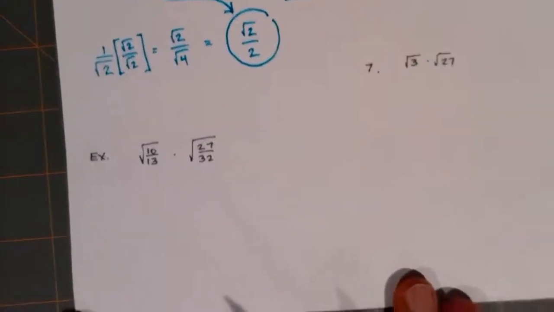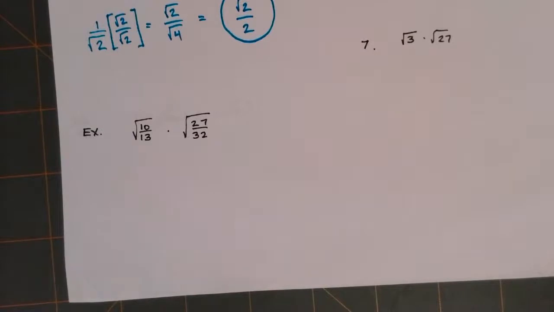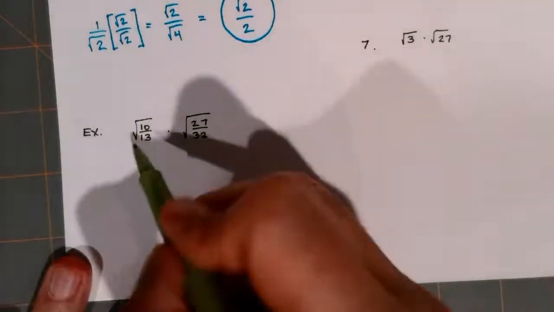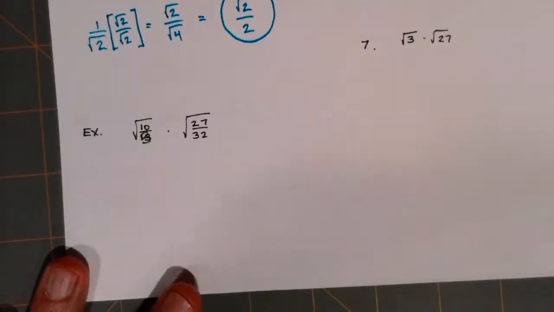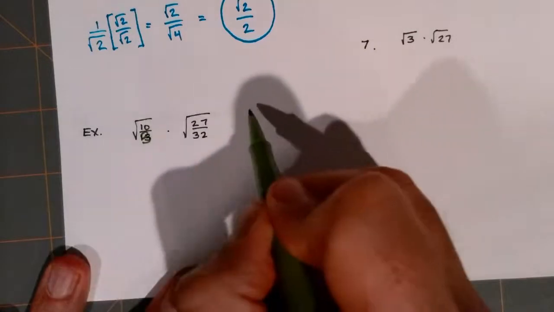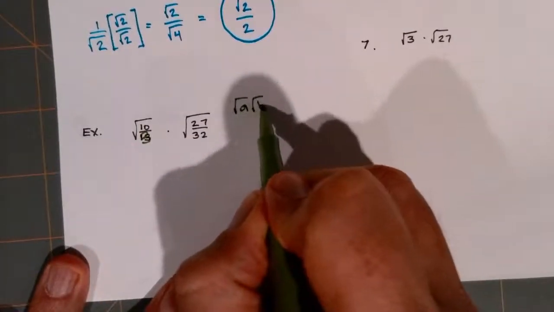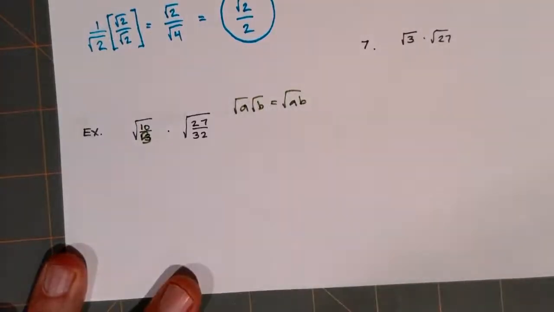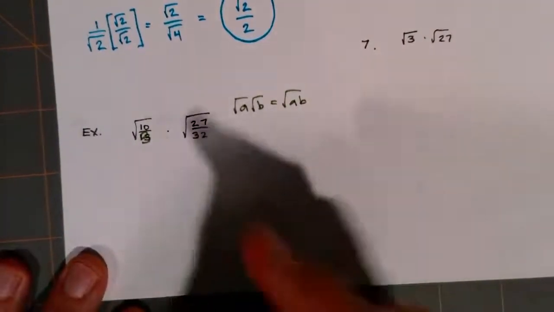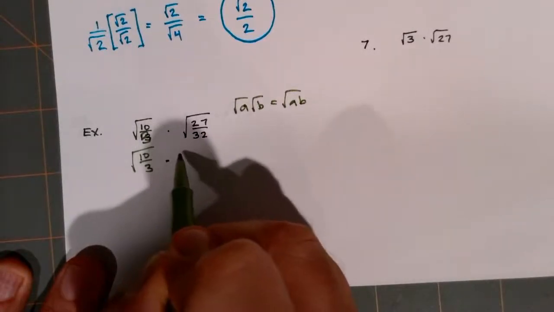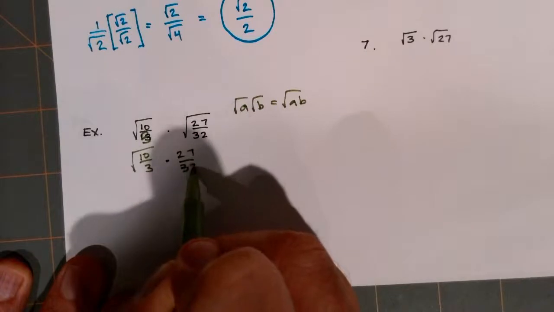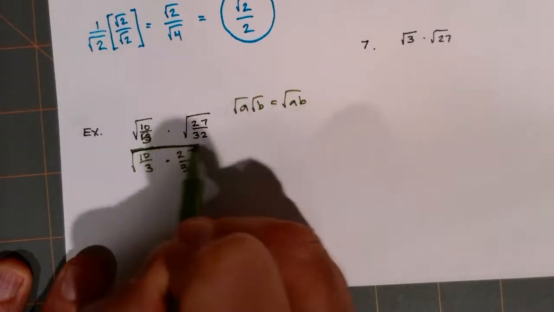All right, so here's number 3. Root 10 over 3 times root 27 over 32. So what am I going to do? Well, one of the things, remember, root A times root B is equal to root AB. Okay? So I can make this root of 10 over 3 times 27 over 32, all underneath this same bar.